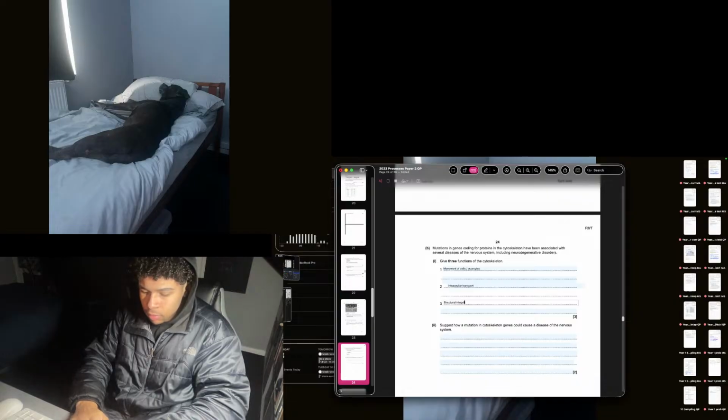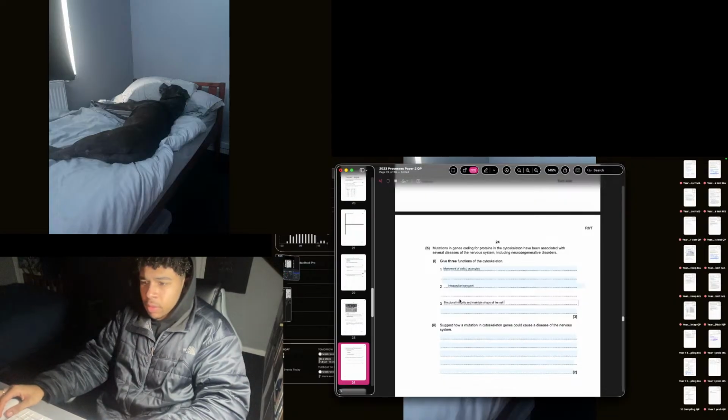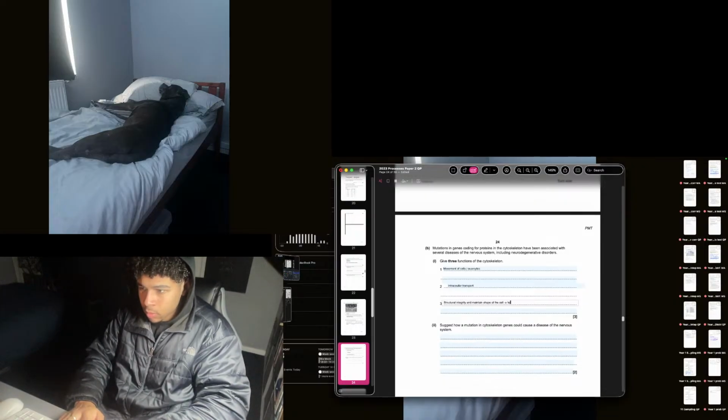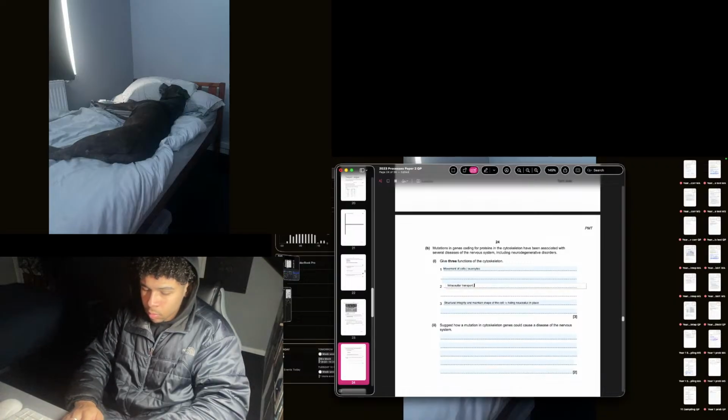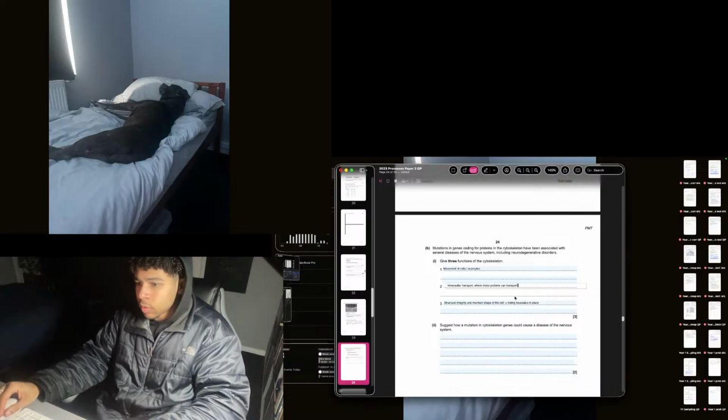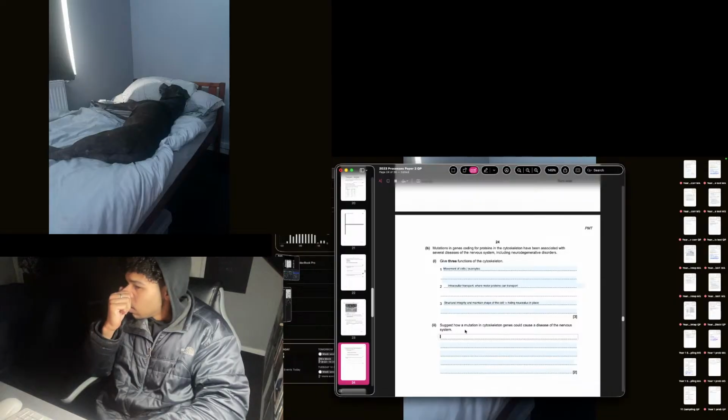Structural integrity and maintain shape of the cell. I know it holds the nucleus in place. Motor proteins can transport. Suggest how mutation genes could cause a disease in the nervous system.